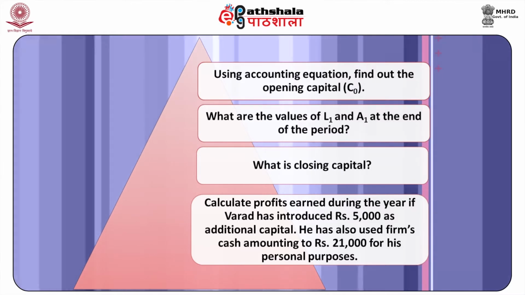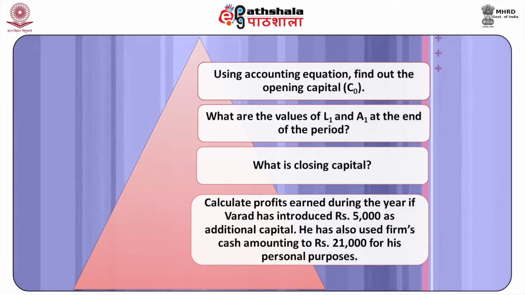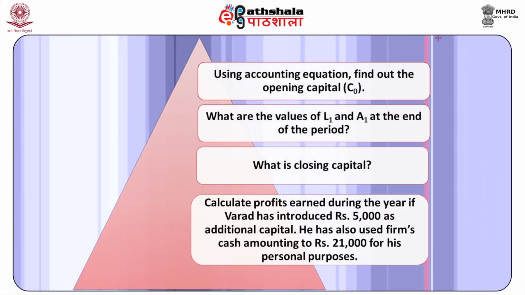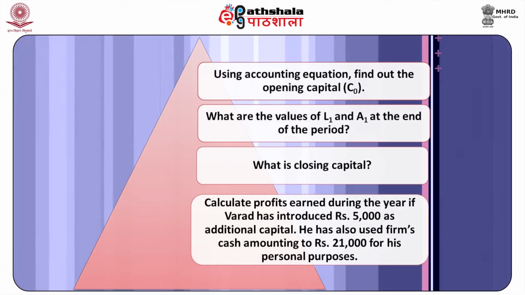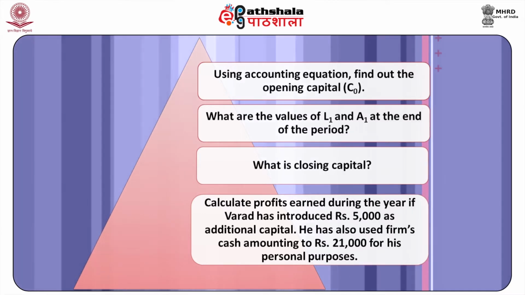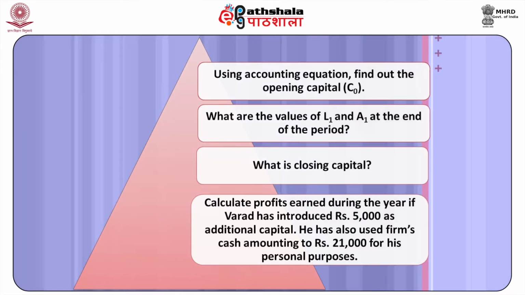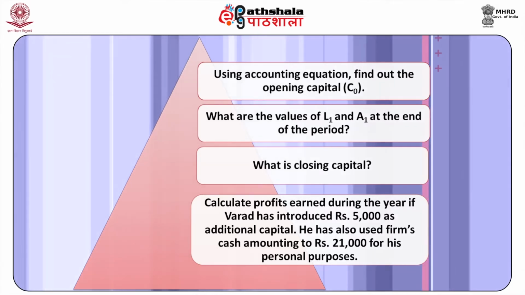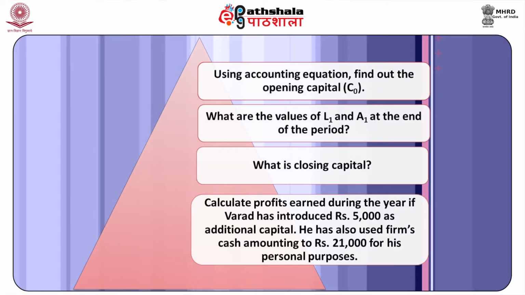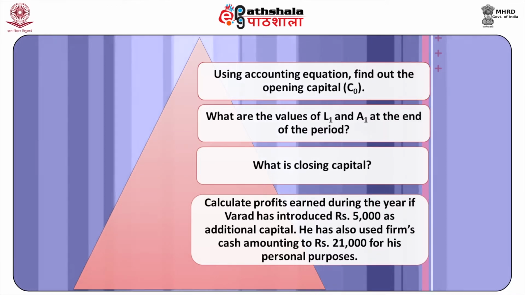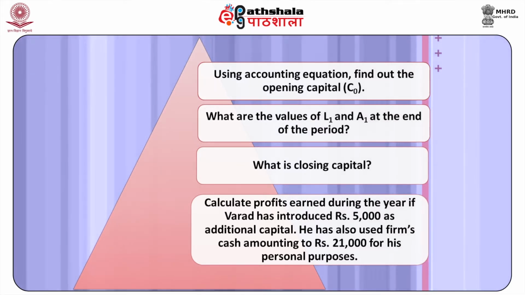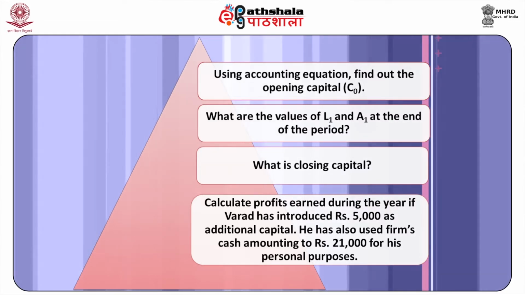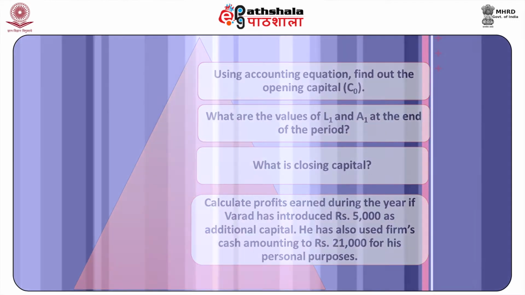First, using the accounting equation, find out the opening capital, that is C0. Next, what are the values of L1 and A1 at the end of the period? Next, what is the closing capital? Next, calculate profits earned during the year if Varad has introduced Rs 5,000 as additional capital. He has also used the firm's cash amounting to Rs 21,000 for his personal purposes.